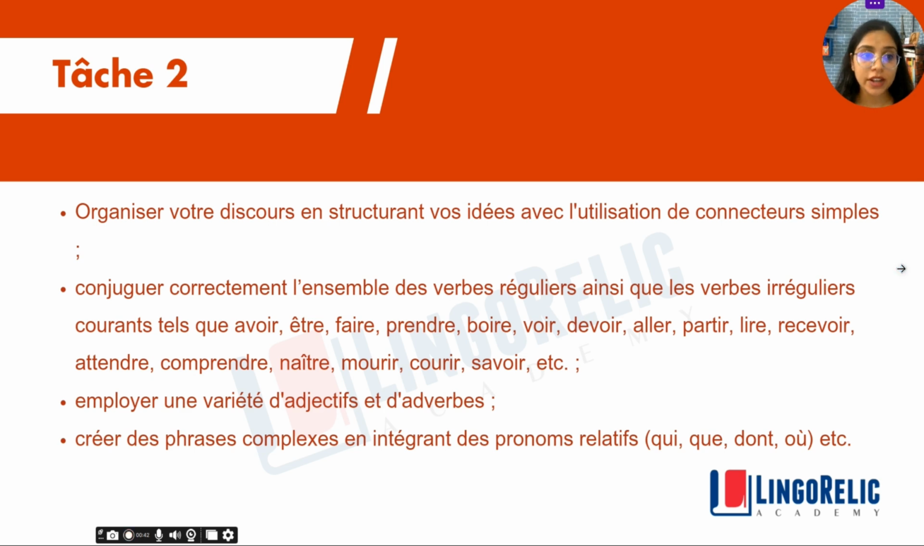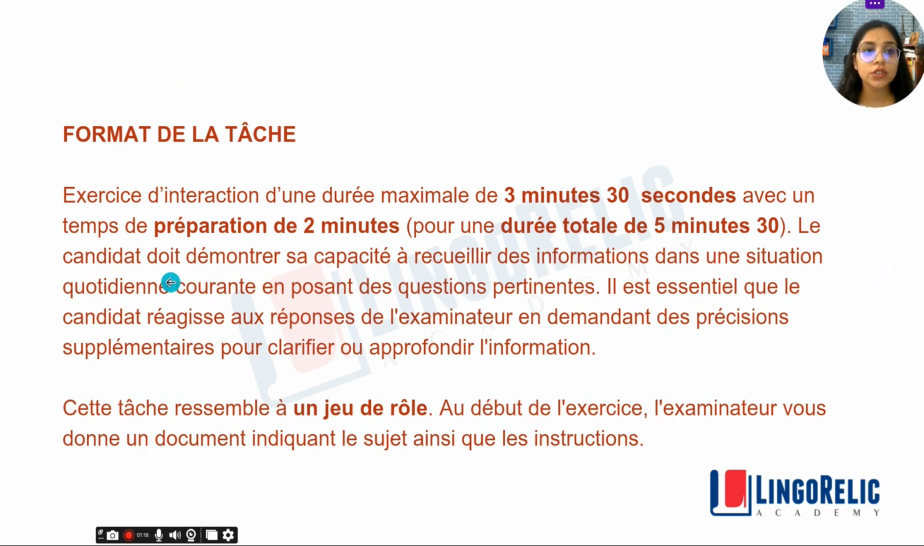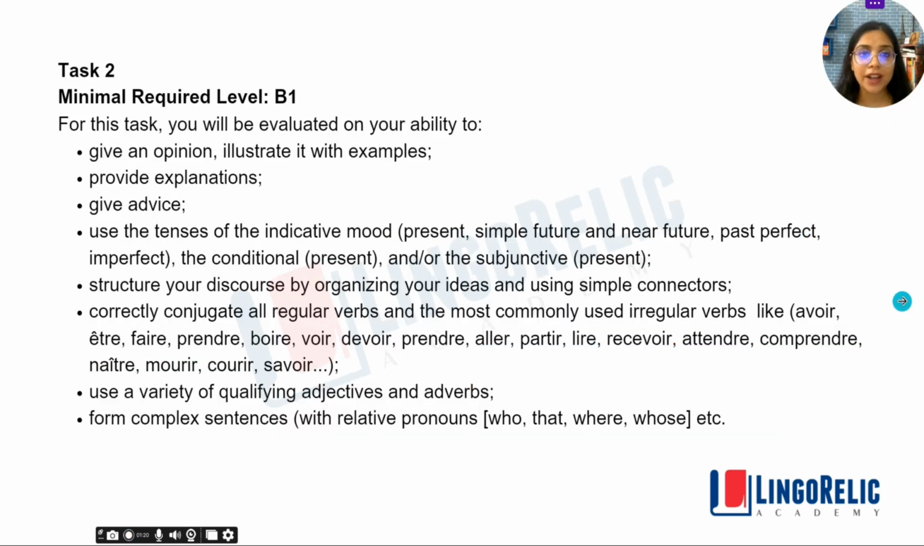So these are the things that you will be required to do, in addition to also using different types of connectors in a relevant manner. And you must be able to correctly conjugate your verbs, regular as well as irregular, like the verbs avoir, être, faire, prendre, boire, etc. You must be able to bring about a variety of adjectives and adverbs in your speaking. Plus, there must be some kind of complex structures used in combination with simple ones. So you should be able to formulate your structures in a more comfortable and varied manner, rather than just sticking to the simple structure.